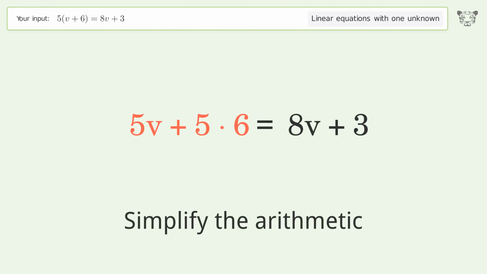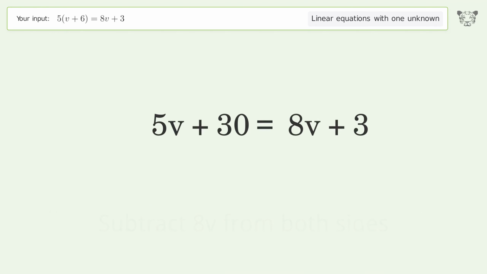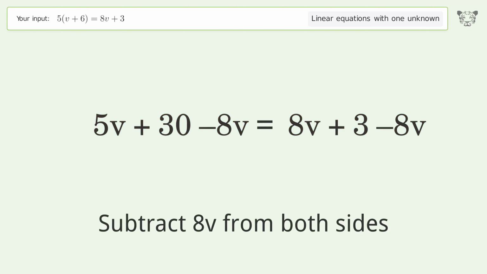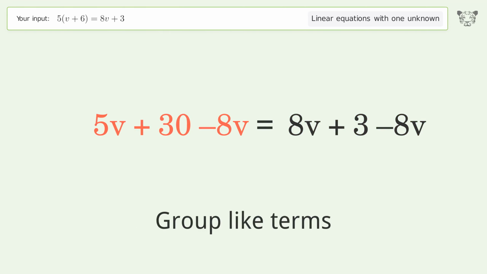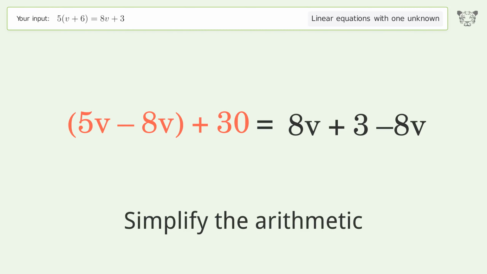Simplify the arithmetic. Group all v terms on the left side of the equation. Subtract 8v from both sides. Group like terms. Simplify the arithmetic.